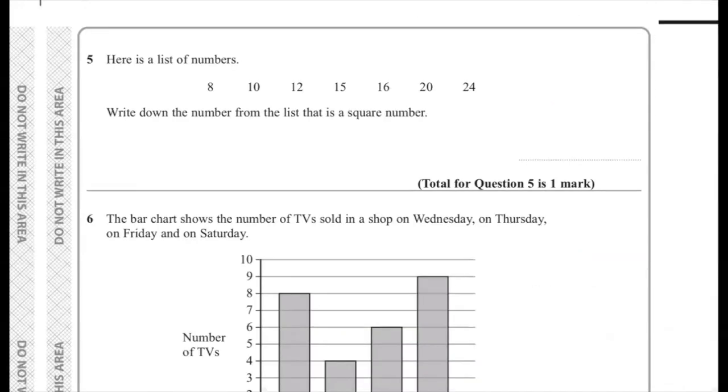Okay, so we've got to work out which number is a square number. Now, if you don't know your square numbers, remember you've got your calculator to help. So you can put 1 squared, or you could put 1 times 1 into your calculator, and then you can just keep repeating this until you find the right one. This is 4 times 4, which is 16. So 16 is our square number.